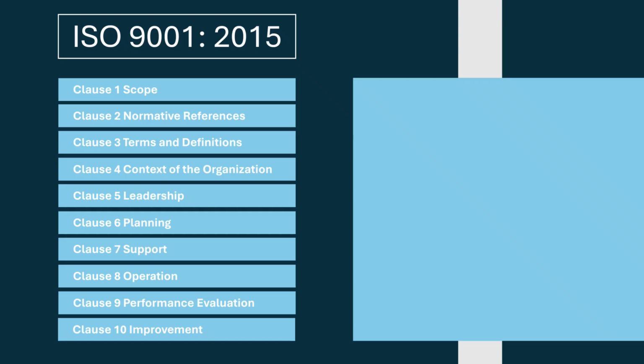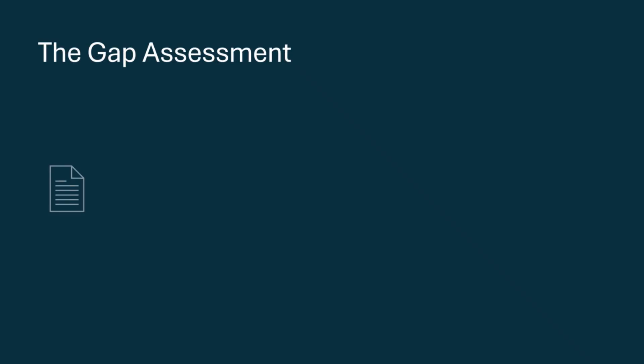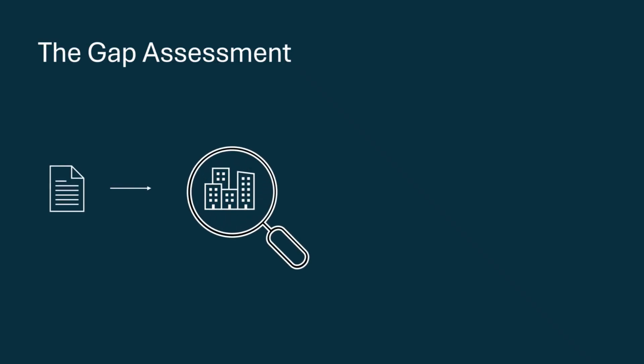When planning to implement a new ISO standard, such as ISO 9001 in your organization, or to adopt the upcoming 2026 revision, the first step is to obtain a copy of the standard. Once you have it, the next step is to perform a gap assessment to identify areas where your current system may need adjustments to comply with the requirements.